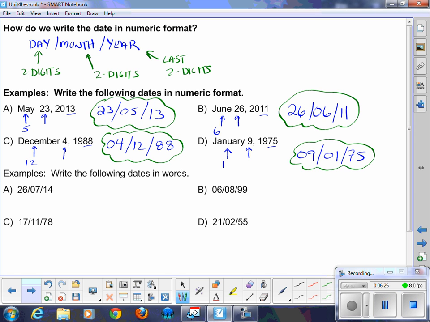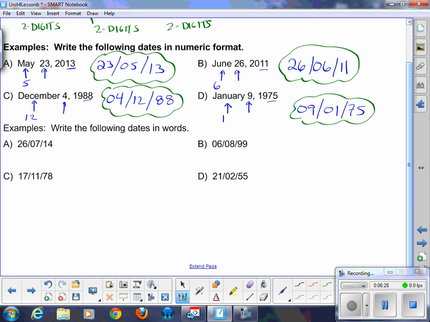Now we need to go in the other direction as well. So it's important that we can interpret the numeric definition because it's not in the same order. So we have, remember, day, month, year. So the month is the 7th month, which would put us into July. So we have July 26th, 2014. All right. And the next one, remember, it's in the order day, month, year.